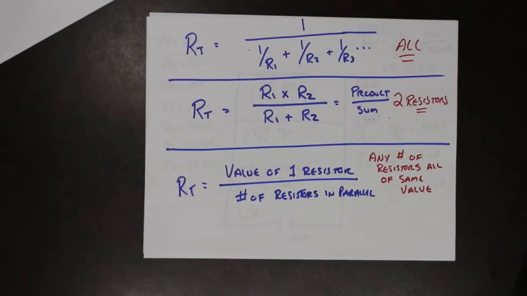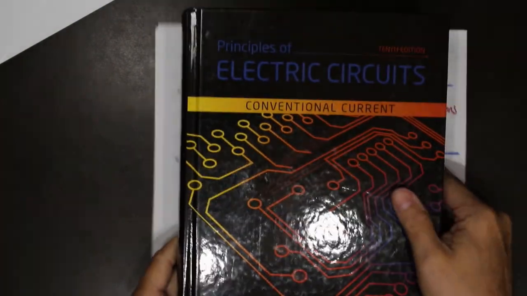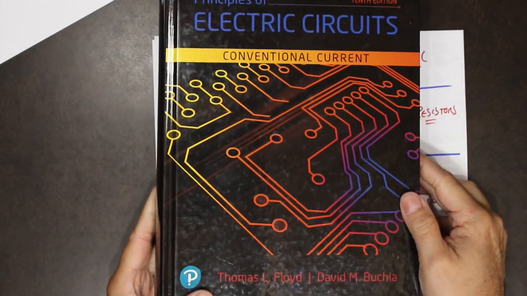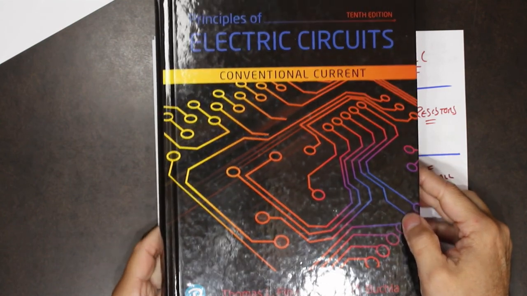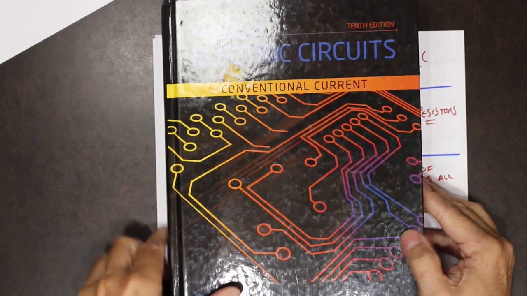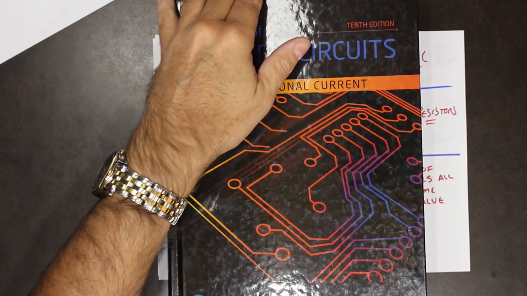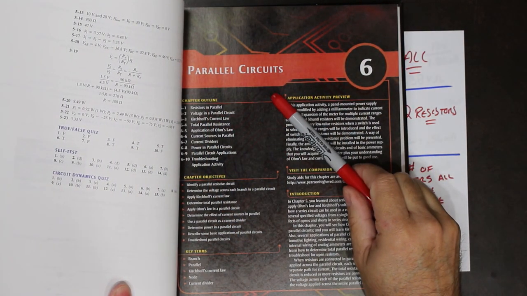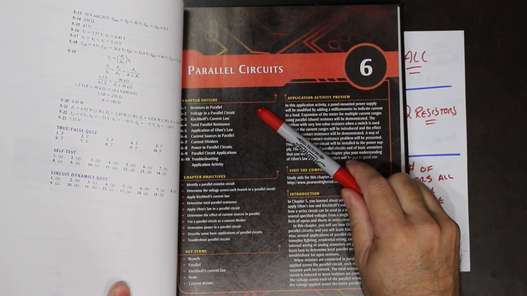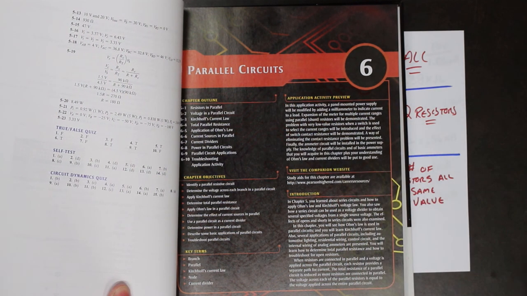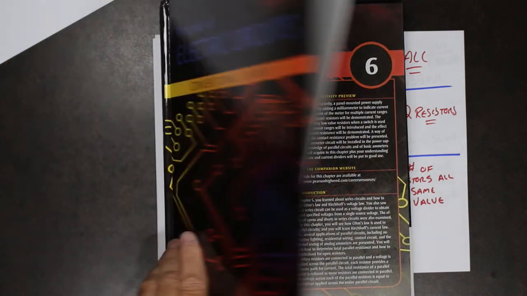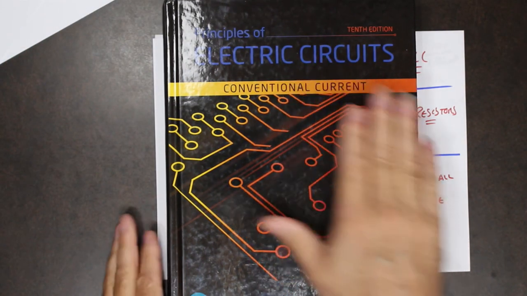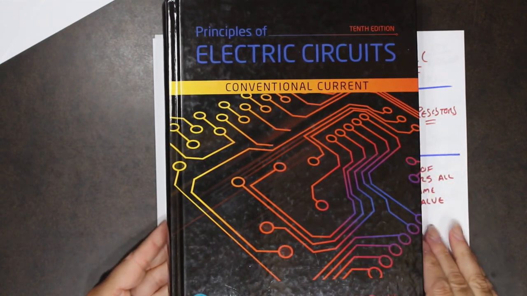Alright, the things that we covered today you can find in our textbook, Principles of Electric Circuits, Conventional Current Flow, Floyd and Buchla, 10th edition. We're looking at Chapter 6 on Parallel Circuits. Sections 6-1, 6-2, 6-3, 6-4, and 6-5 are what was covered today. So again, you can find the material in our textbook for extra reading.